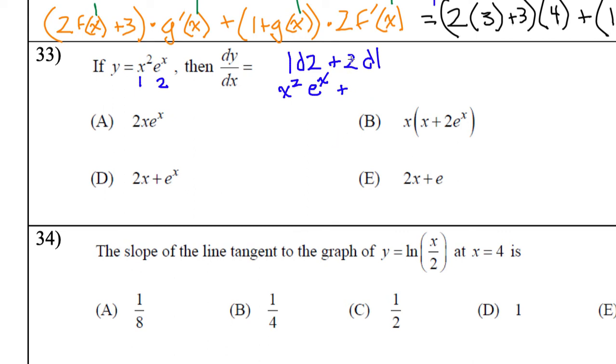Plus 2. 2 is e to the x. And then d1, the derivative of x squared. Someone aside from Gio, because Gio's killing it right now. There it is, times 2x.